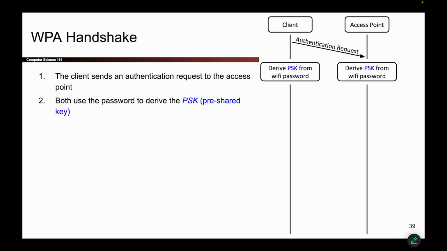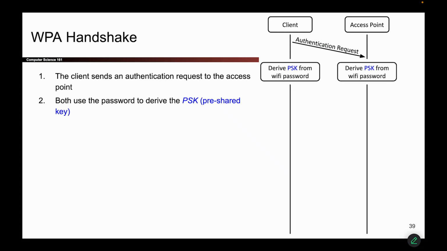Now, at this point, both the client and the access point are going to derive a key from the Wi-Fi password, and they will do this independently and offline. You might stop and wonder, why doesn't the client just send the password to the access point? Because then an attacker might view that packet and learn what the password is. So instead of directly sending the password, which is not so good, we will instead have the client and the access point independently, offline, derive this key from the password.